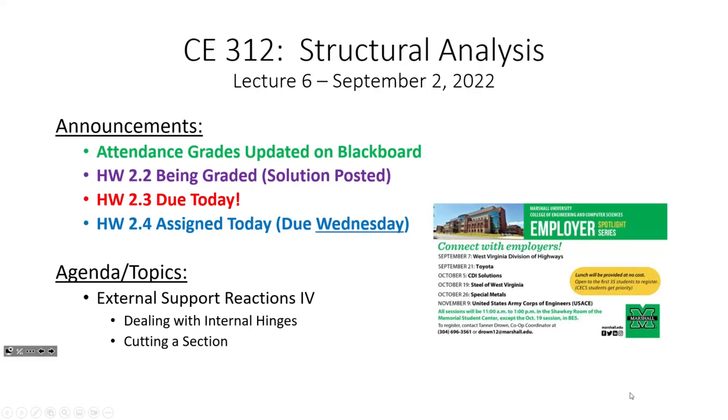Like I said, I'm going to assign homework 2.4. There's only one problem, so up until now I've been giving you 2 reactions problems per assignment. This one I'm only giving you 1 because reactions with internal hinges, as you'll see, are just a little bit more involved. Globally, I don't think it's any more work than the other assignments.